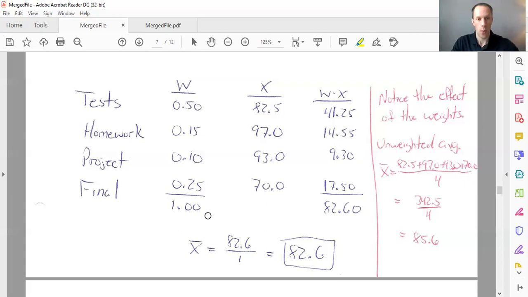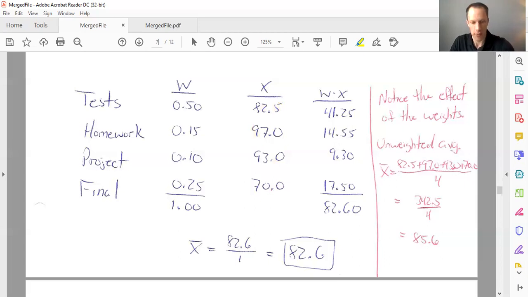So notice the effect that the weight has on the grade. If you were to just take your 4 scores here, the 4 X values, and then just take a regular average, add them up, divide by 4, your grade would be 85.6. But because the test and the final exam carried more weight, they brought the result closer to them. So that's what brought the average down from an 85.6 down to the lower 80s. It's because your test and your final exam carried more weight, and so they're kind of pulling the average closer to themselves.